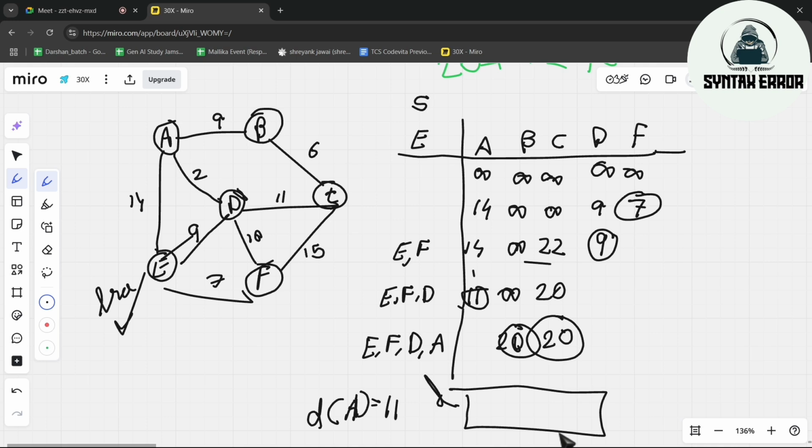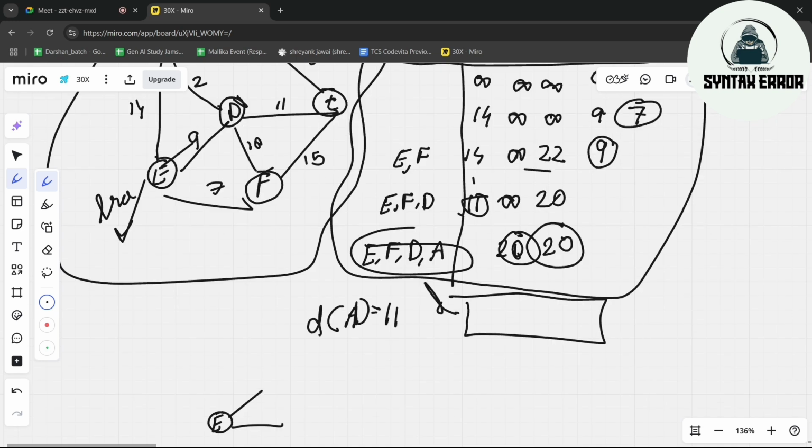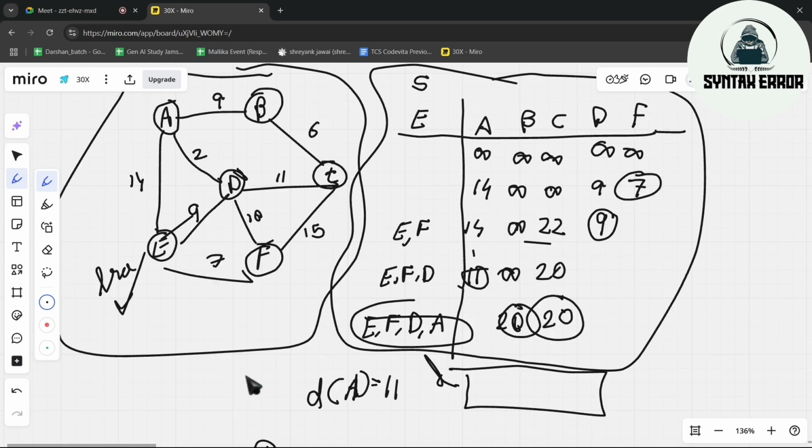In the video exam also, what you have to do is draw this graph and write this table, and I guess you have to write this one also. You have to draw it like E, F, D. A is there, B is there, C is there. A is here, B is here, C is here.